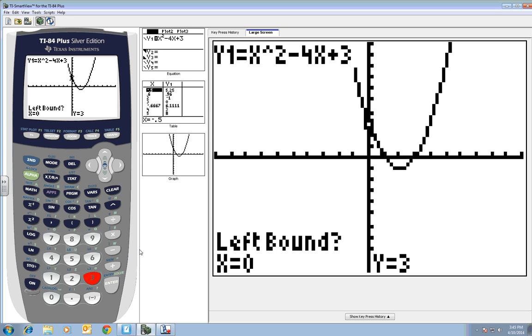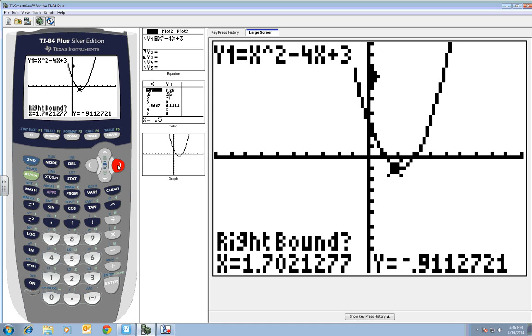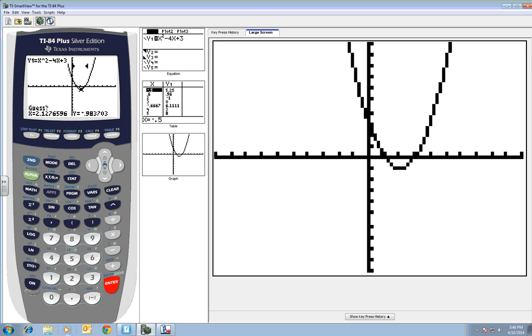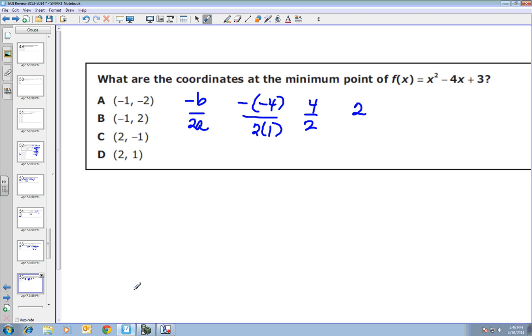It's going to ask us to go to the left of the minimum. So we can move our cursor to the left and press enter, or I can type in a number. Right bound, that means go to the right of your minimum and press enter. Guess, I'm going to put my cursor where I think the minimum is and hit enter. My minimum, do you see they just haven't rounded this, is at 2, negative 1. So my ordered pair is at 2, negative 1.